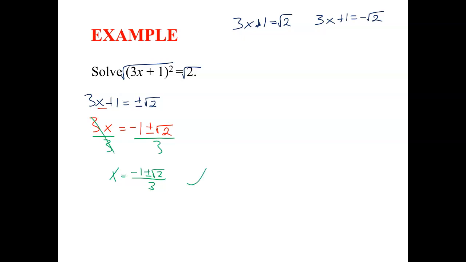Now that's 2 answers. Okay? That's 2 separate answers. Negative 1 plus the square root of 2, and negative 1 minus the square root of 2. It's 2 separate answers. X equals both of those.